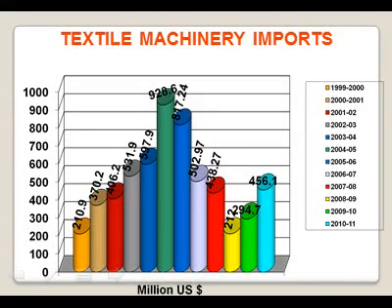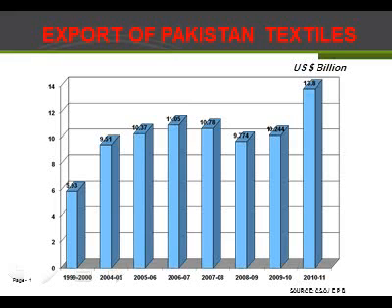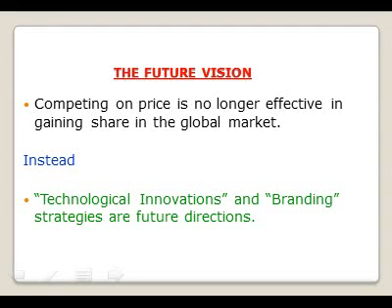This bar chart explains the textile machinery imports during the last 10 years, which is maximum in year 2003 and minimum in year 2000. This bar chart explains the export of Pakistan textiles, which was at maximum in year 2011 and minimum in year.